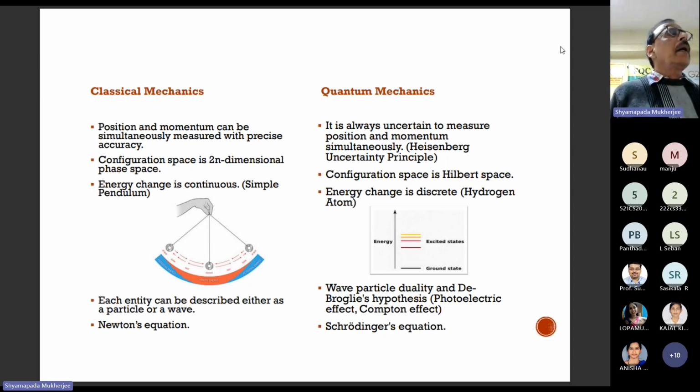But in quantum mechanics, suppose an electron is moving in a hydrogen atom or in some energy level. In quantum mechanics, you consider the Schrödinger equation. We shall discuss this Newton's equation and Schrödinger equation, and I have a comparison after some time.